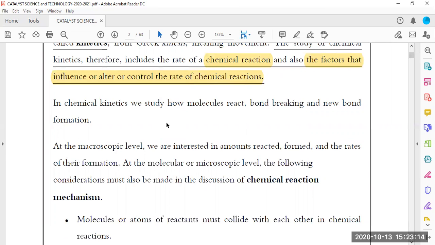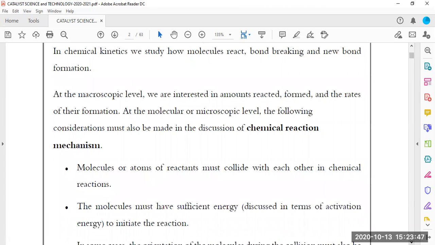So a chemical reaction is like a rearrangement of the atoms, how they are combined with each other. There is no nuclear change. There is no change in the identity of the atom. The only thing happening in a chemical reaction is recombination, a rearrangement of the atoms in a different pattern. So at the microscopic level, we are interested in the amounts reacted, formed, and the rate of their formation.